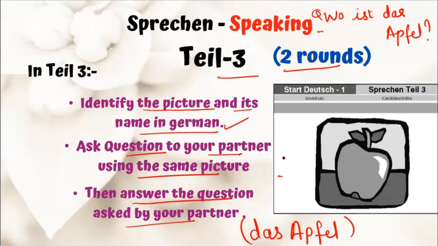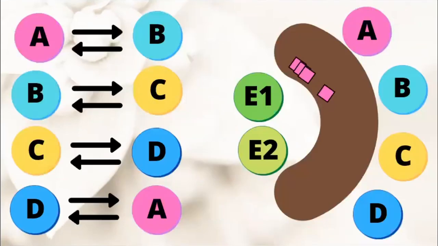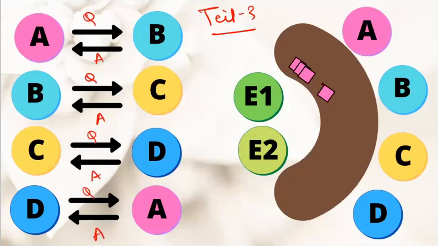The seating arrangement and the procedure of asking questions is the same as we have seen in tile 2. So in tile 3, again, A will ask a question, B will answer, B will ask, then C answers, and C will ask a question, then D will answer, and D will ask a question, and then A will answer. Similarly, A to B, B to A, then B to C, C to B, C to D, D to C, then D to A and A to D. In this way, this speaking exam will take place.